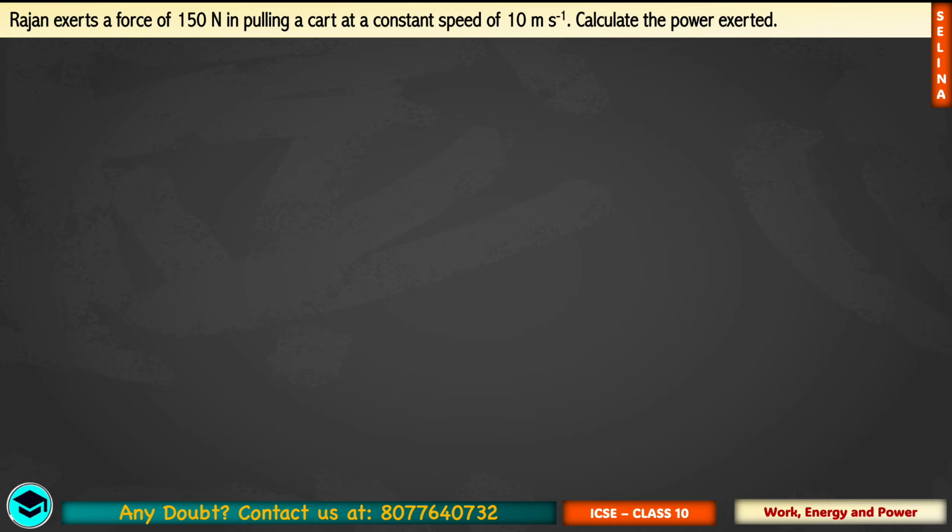The question states that Rajan exerts a force of 150 Newton. So firstly, I'll suggest you go with the given force. It is specified as 150 Newton, right? Constant speed is given as 10 meter per second. What is asked of you? Power. Hope that you all know that formula.